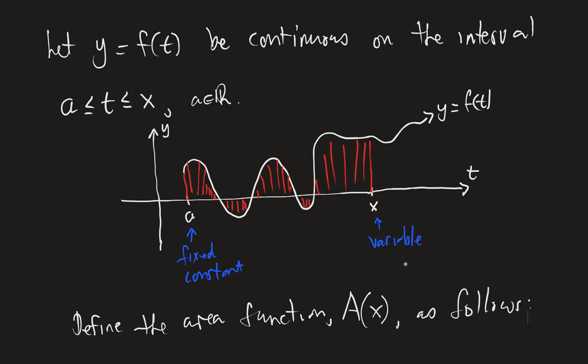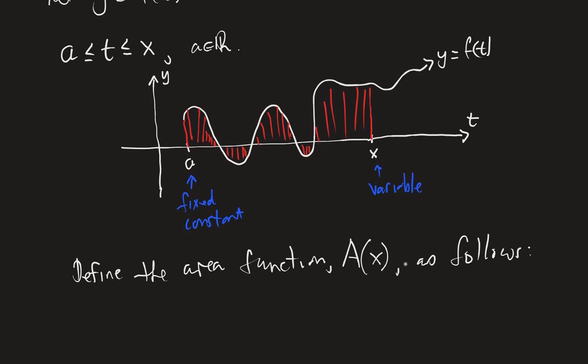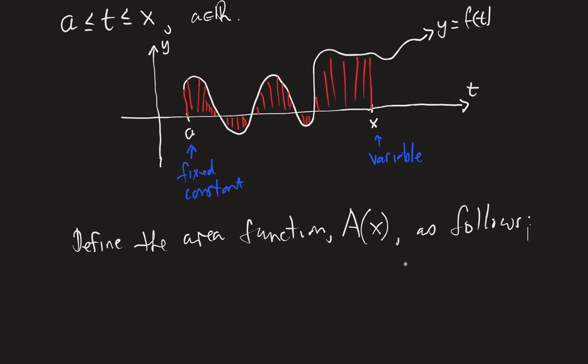What does it look like? Well, we have the notation for it, right? So we're going to define A of x. We know what notation is used to represent an area or net area. It's a definite integral. The difference though is the upper limit is now going to be your variable, right? And then you're integrating f of t with respect to t, all right?